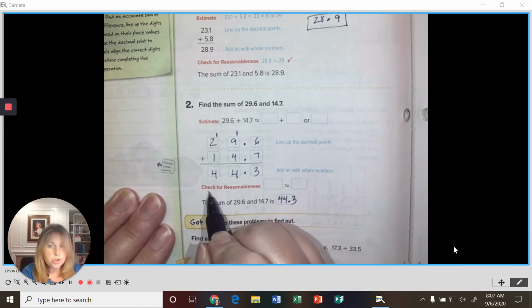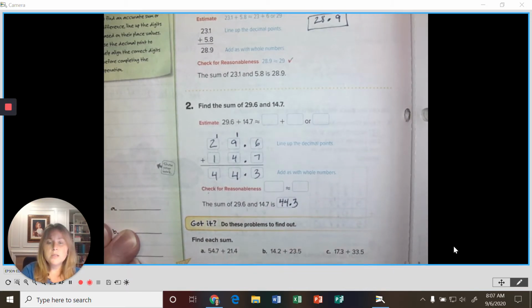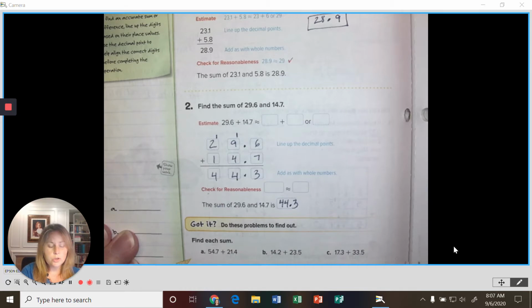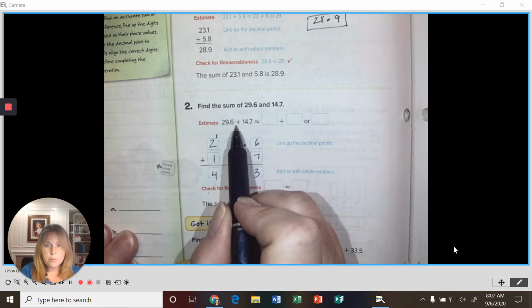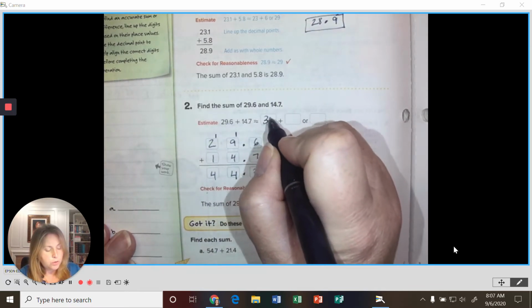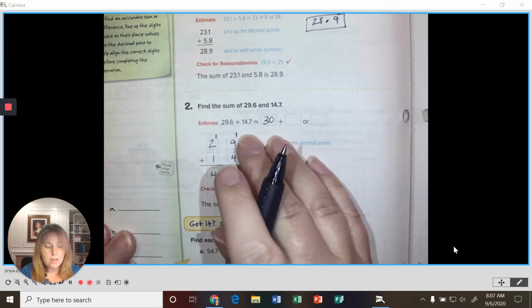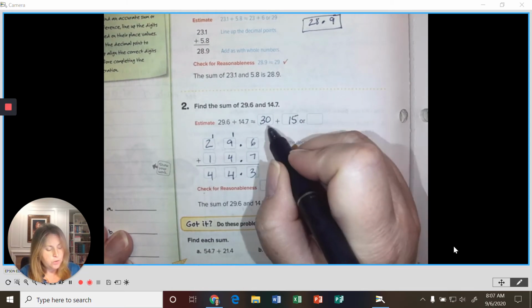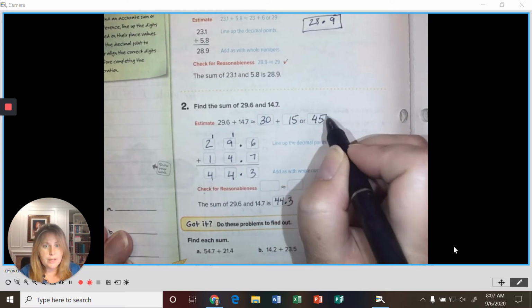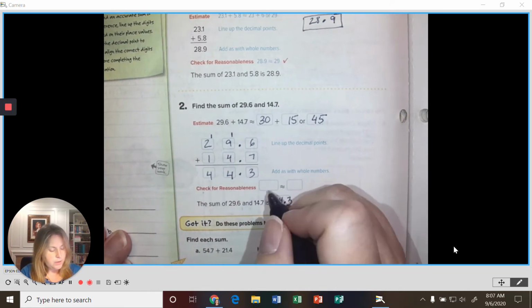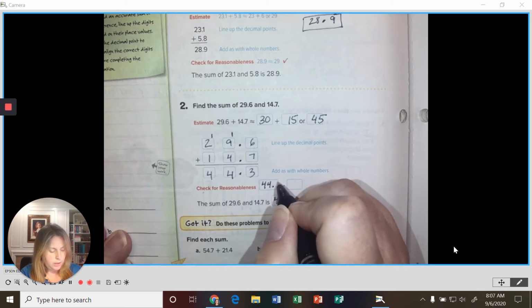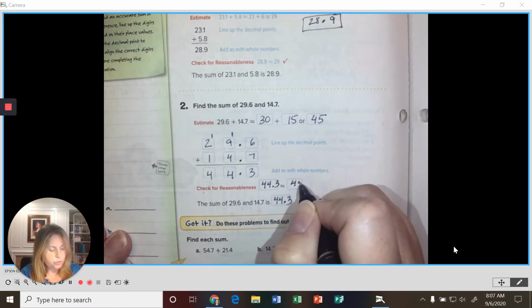Okay, let's talk about this check for reasonableness, because in math, sometimes we just get right to that algorithm and do that number straight through, and sometimes we don't check to see if our answer is reasonable. So now we're going to do these parts that are in red. So we're going to estimate 29.6, I'm going to round that to 30. 14.7, I'm going to round that to 15. 30 plus 15 is 45. Okay, so we want to check for reasonableness now. My answer was 44.3. Is that approximately equal to 45?